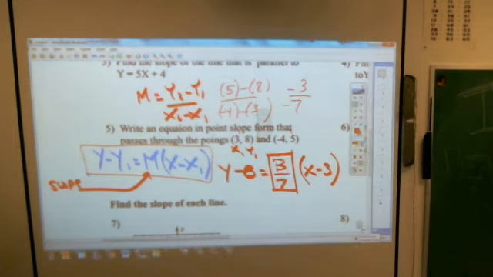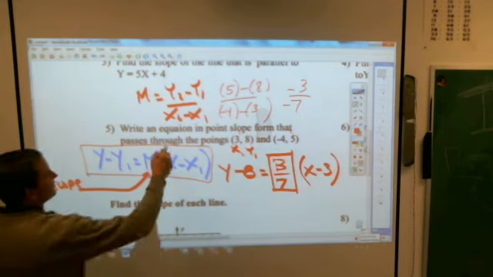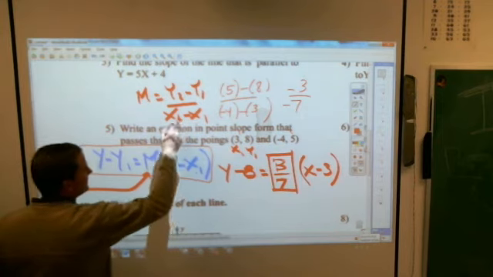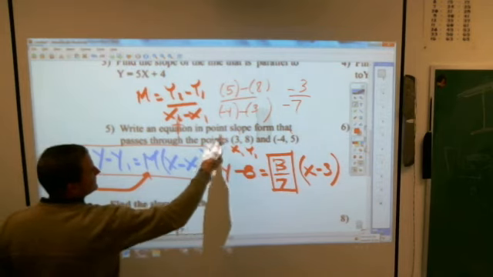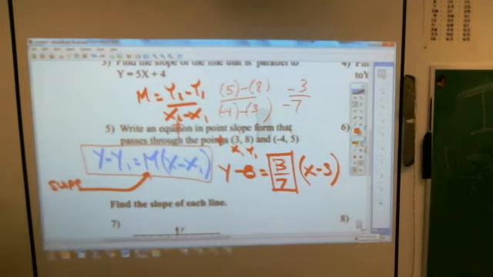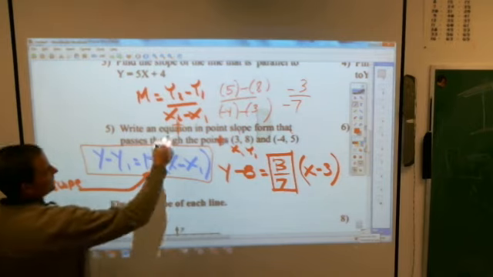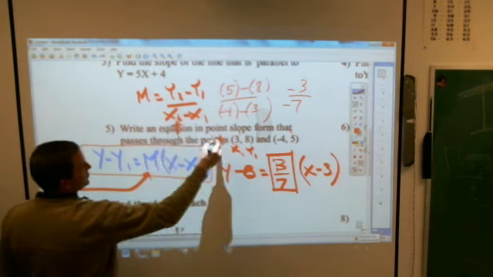Please read 5 out loud. Okay, I'll read it out loud then. Write an equation in point slope form that passes through the points 3, 8 and -4, 5.